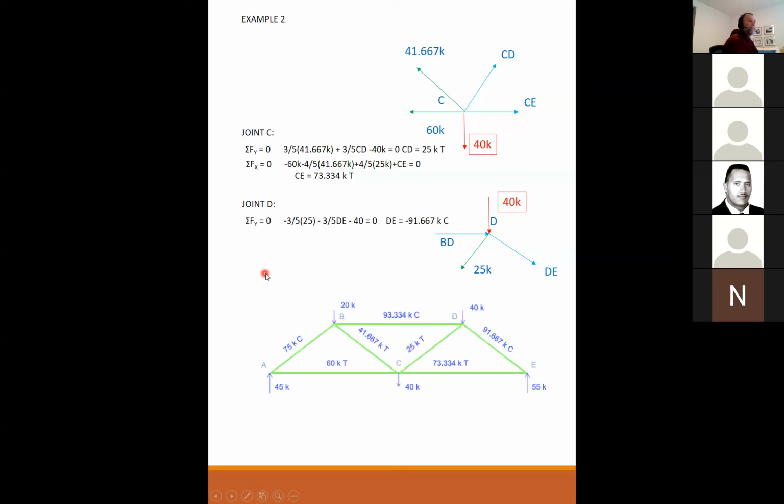And there's my findings. So I took each one of them and superimposed it back onto the truss. Okay, so far, so good. Everybody all right with the method of joints?